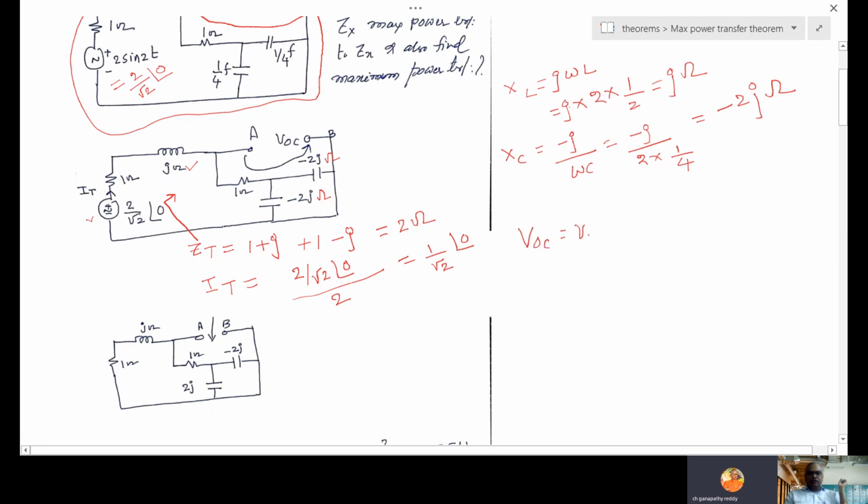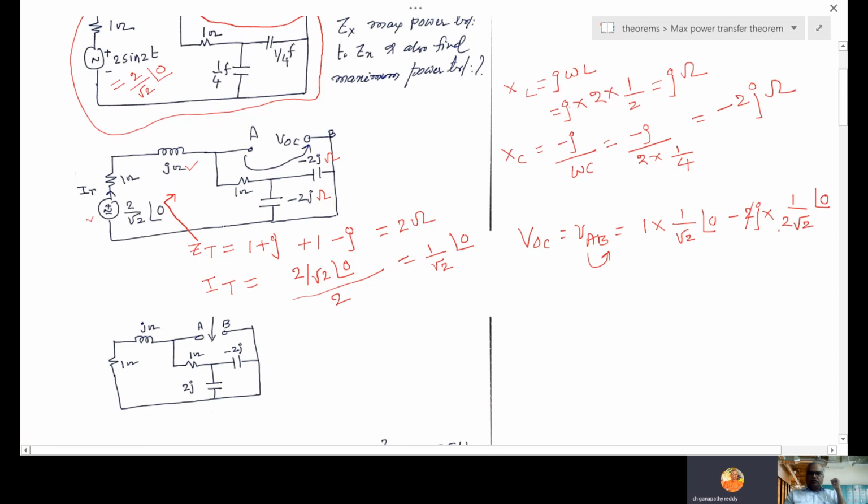Now VOC is nothing but VAB. Right? So what is the rule? Start at A, go to B. So start at A, go to B. That is resistance 1, current of 1 by root 2 angle 0, then minus 2J capacitive reactance. Minus 2J is the capacitive reactance. So whatever current is coming, it divides equally between these two. So half of this will flow, half. 1 by 2 root 2 angle 0.